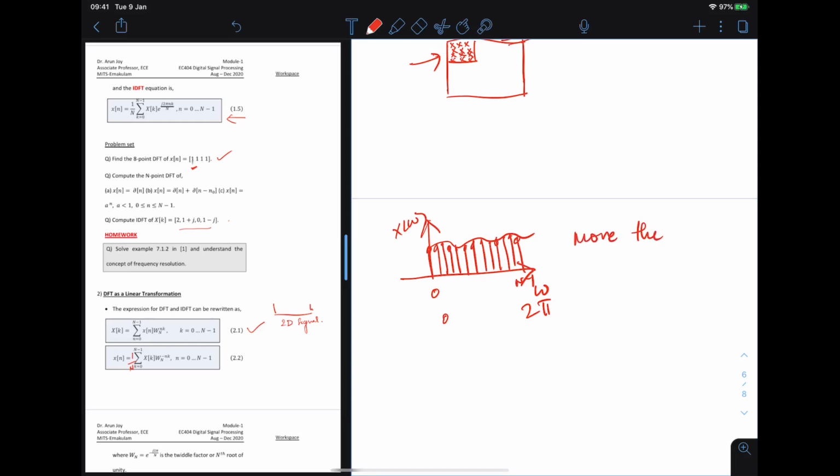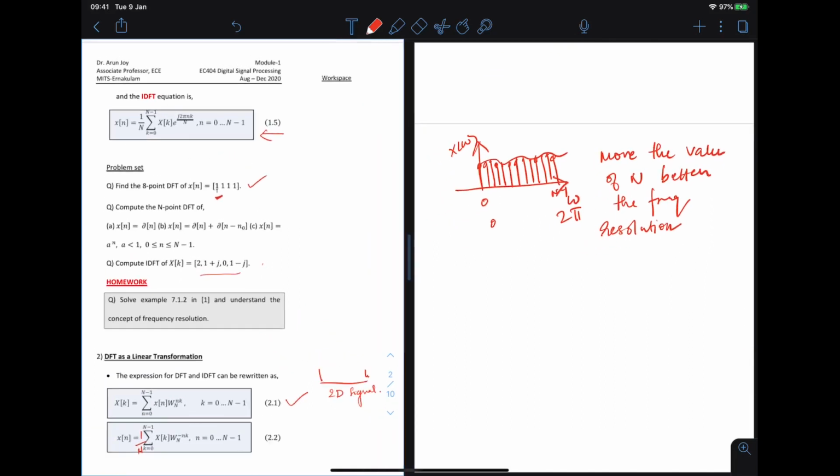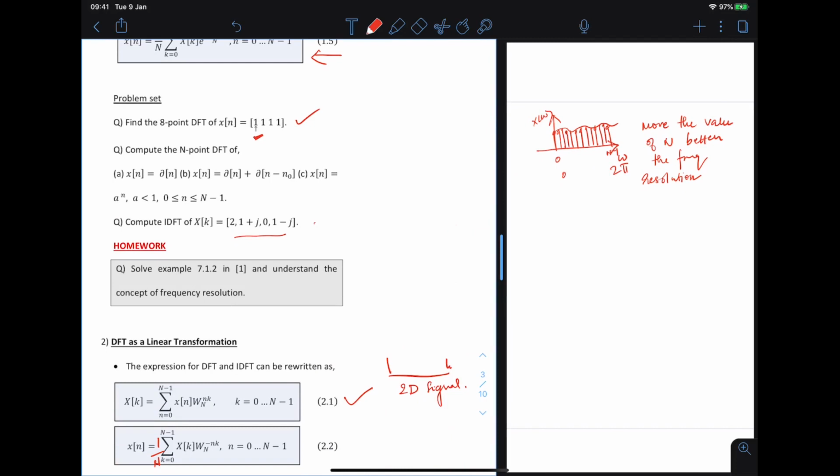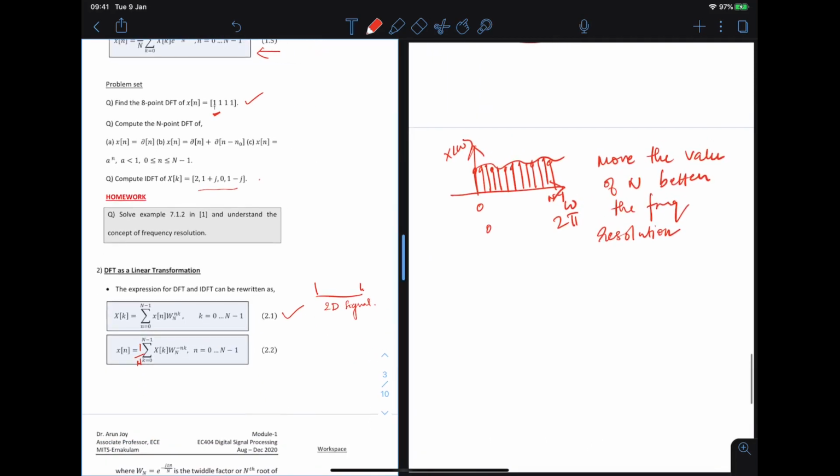The larger the value of N, the better the frequency resolution. This is what you will see in the example in your first reference, Digital Signal Processing by Proakis. In that, you must have a look at how the frequency resolution is increasing by increasing the value of N.